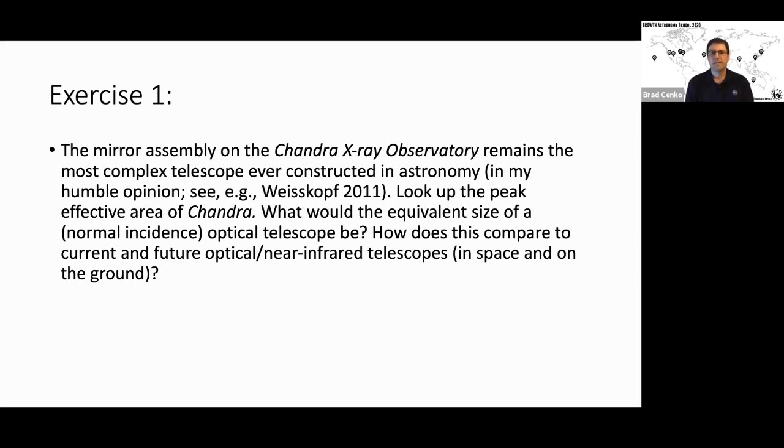All right, you can pause the video if you need a little more time. Otherwise, maybe this is something we can talk about when we have the question and answer session. But I hope what you get out of this is that the largest effective area of an X-ray telescope is, for an optical telescope, actually quite small, almost something you could have in your own backyard.